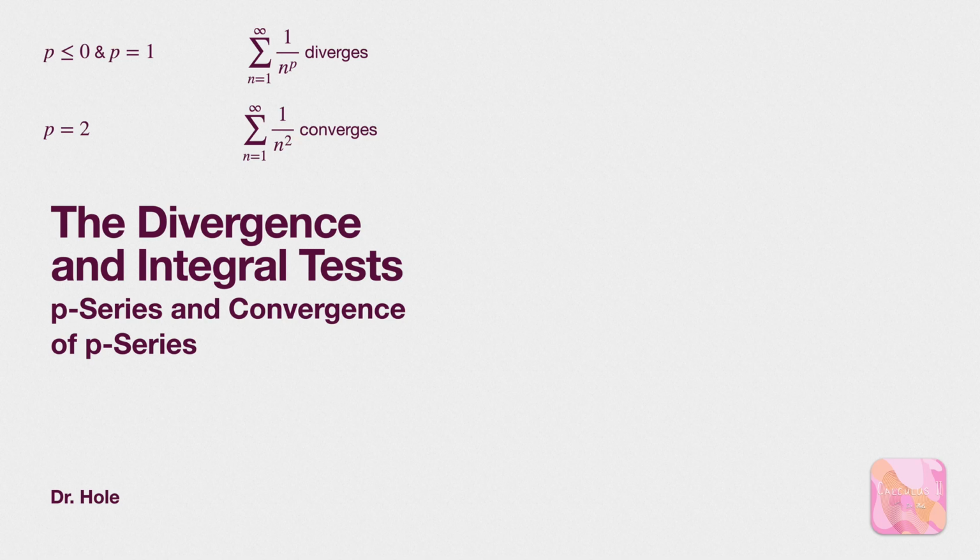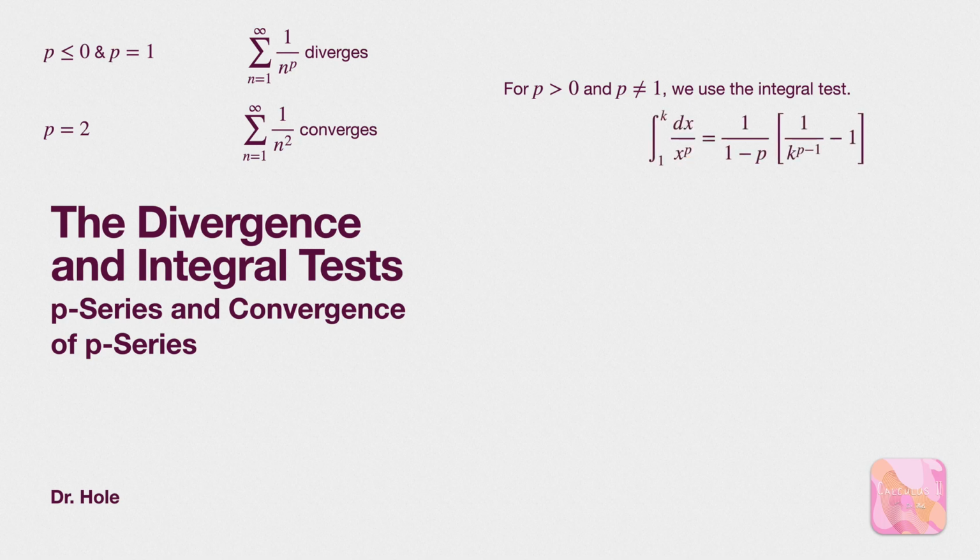Let's consider the convergence for all other p-values. For simplicity, we'll take p to be positive, but not equal to 1, so that the form of this definite integral can be evaluated as follows: the integrand x to the negative p would increment up to 1 minus p. If we want to place that in the denominator, we can swap that around and call that k raised to the p minus 1 when we evaluate at bounds.